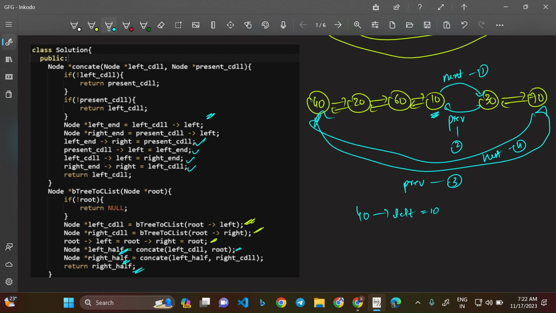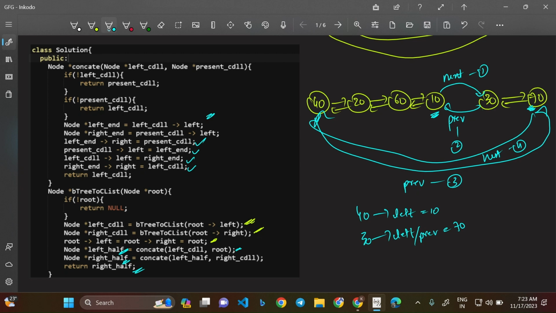All right. And now what is the right end? Right end is present CDLL's left. So initially how do we get 70? So 70 is 30's left, isn't it? So 30's left or previous is 70. Both of these are the same thing, left or previous. So initially 30's left is 70.